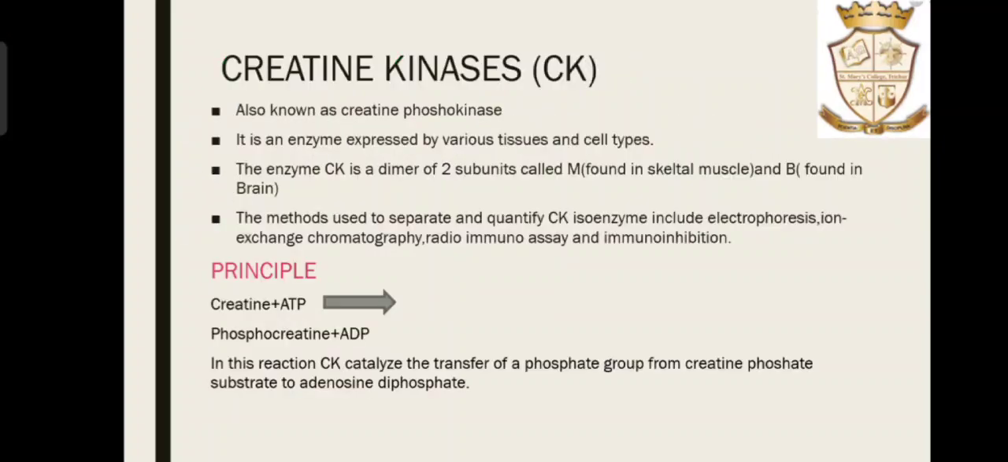The second one is creatine kinase, also known as creatine phosphokinase. It is an enzyme expressed by various tissues and cell types. The enzyme CK is a dimer of two subunits called M, found in skeletal muscle, and B, found in brain. The methods used to separate and quantify CK isoenzymes include electrophoresis, ion exchange chromatography, radioimmunoassay, and immunoinhibition.